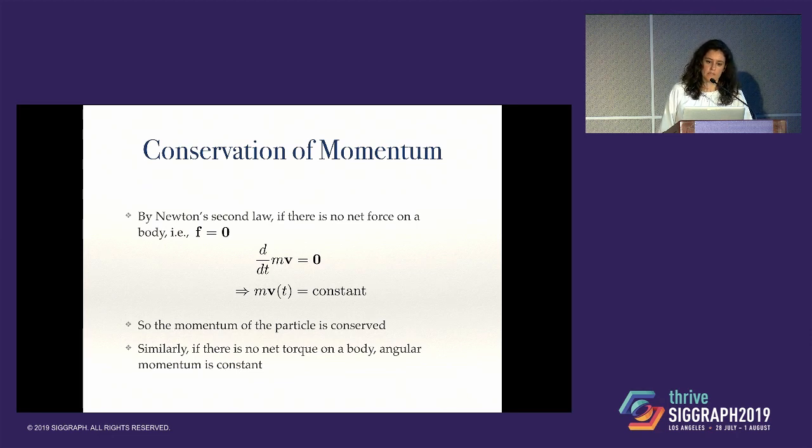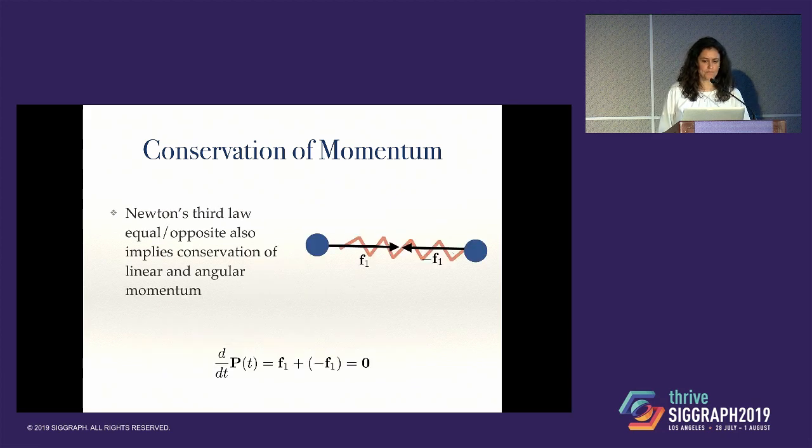Okay, another important quantity that's conserved is momentum. So we can also relate these conservation laws to Newton's laws. So by Newton's second law, if there's no net force on a body, then we can see that the time rate of change of momentum is 0. So the momentum is a constant. And very similarly, if there's no net torque on a body, the angular momentum of it will be conserved.